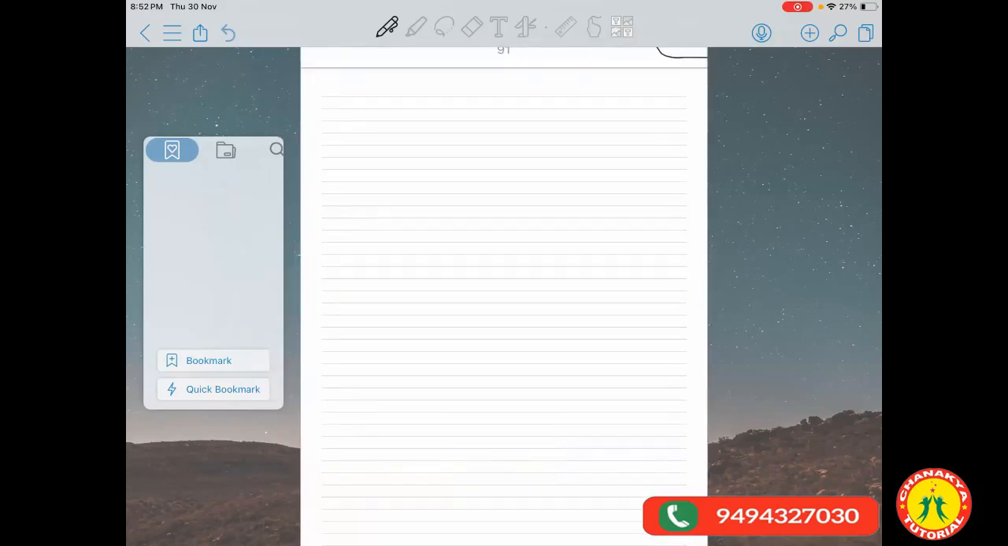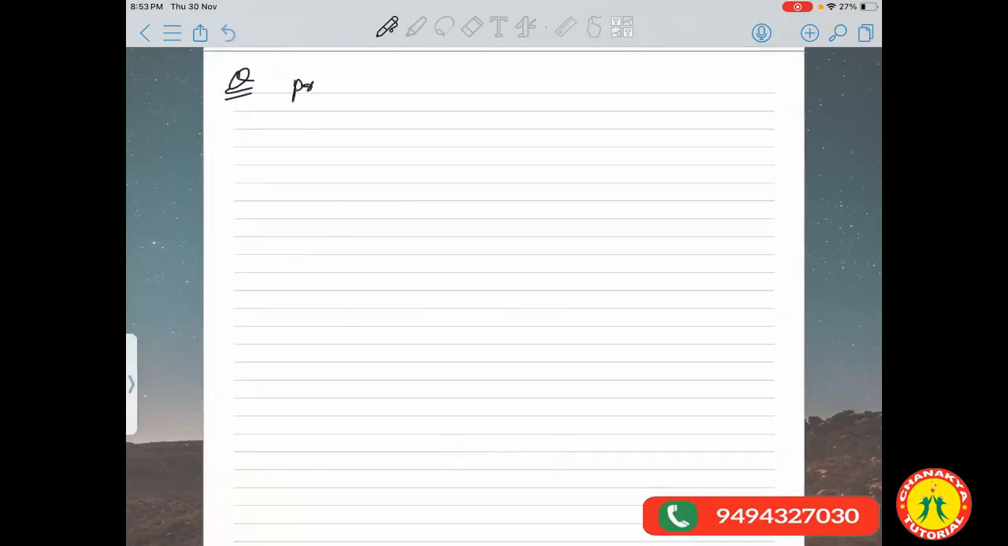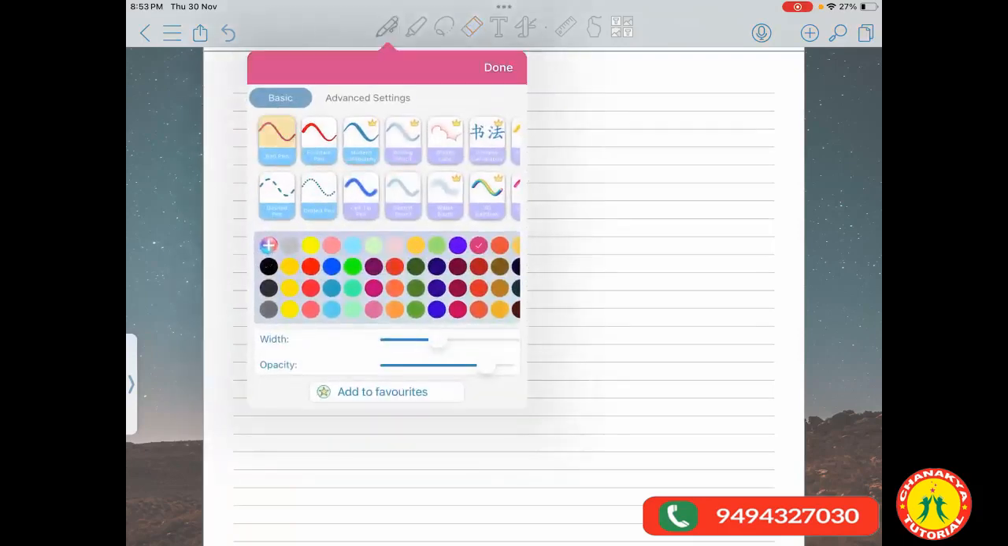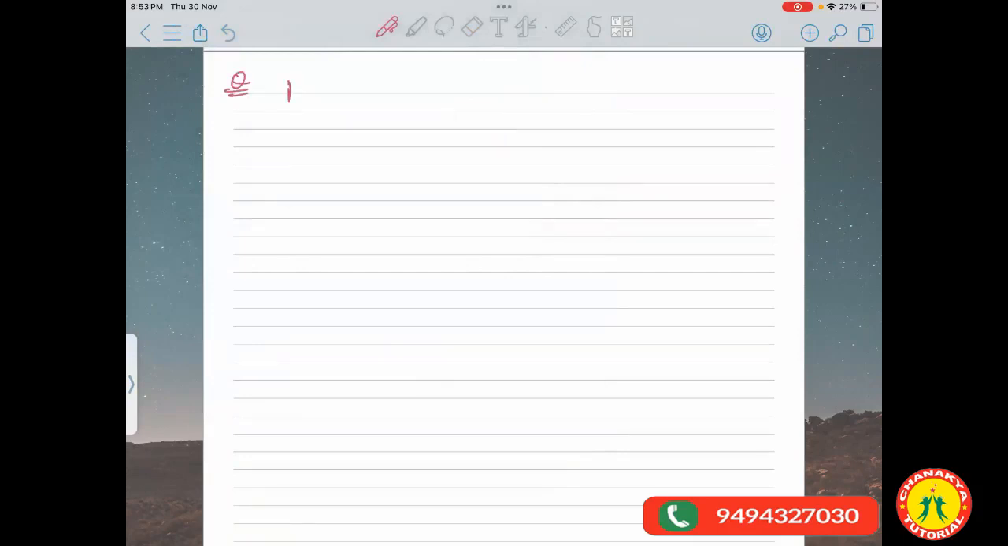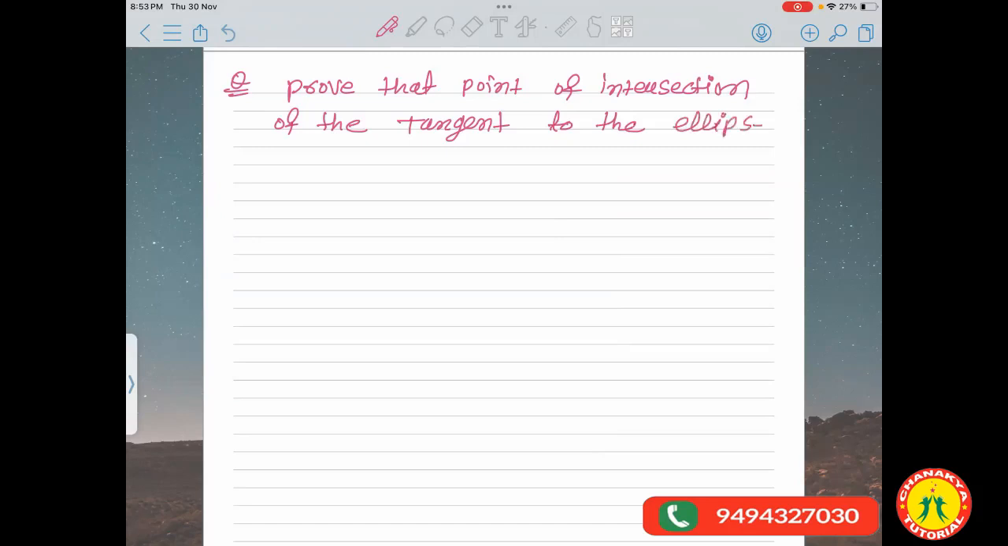Now, one more question about this topic. Prove that the point of intersection of the tangents to the ellipse at the points P alpha and Q beta is... P alpha means A cos alpha, B sin alpha, and Q beta means A cos beta, B sin beta.